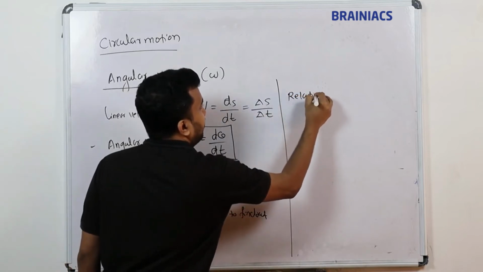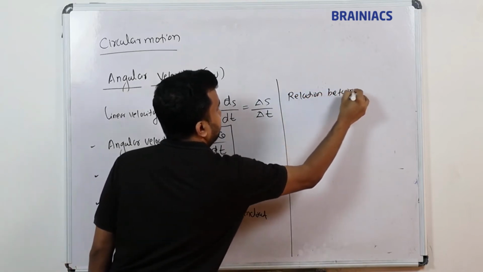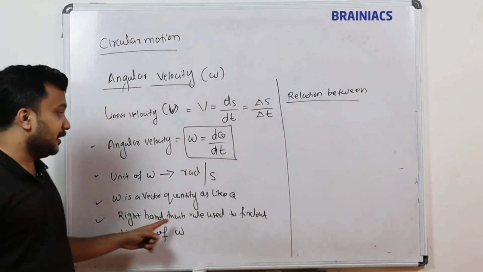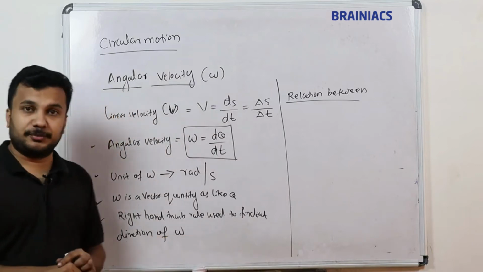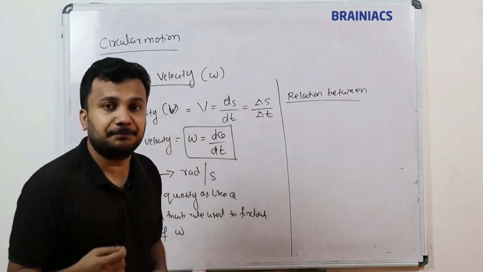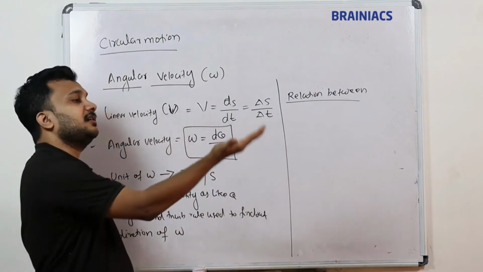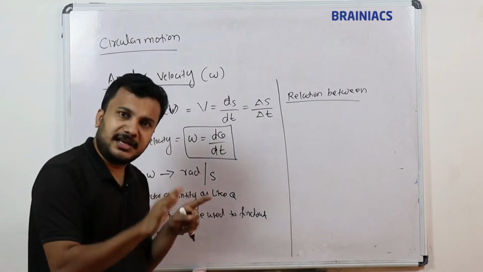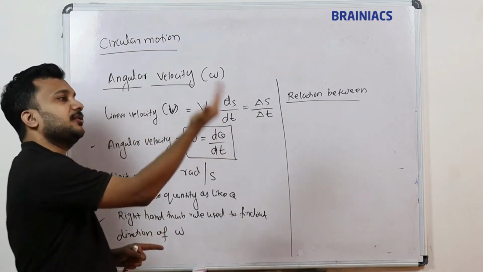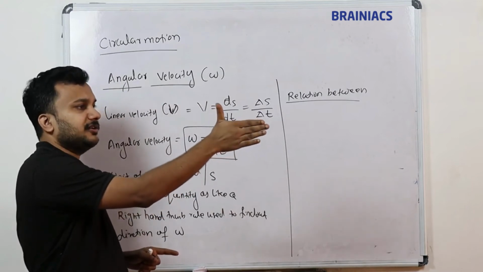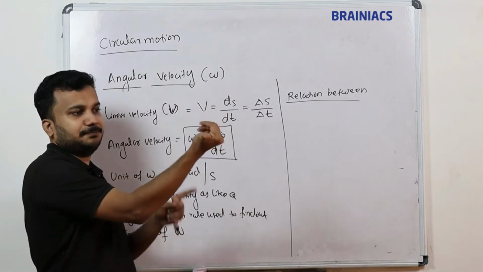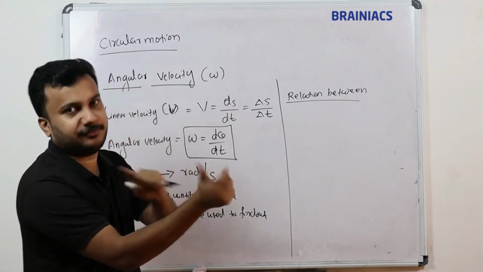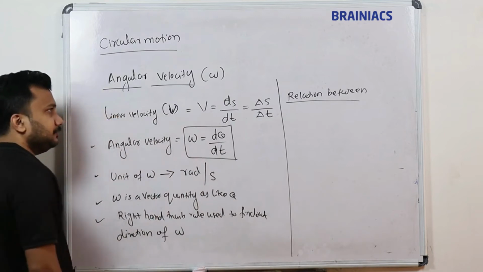Here I want to clarify one more point. The right hand thumb rule is used to find the direction of omega. How do you find the direction of theta? Your four fingers rotate in the direction of motion and your thumb points in the direction of theta. The same way applies here also. If your body rotates like this, then your fingers rotate like this, and the thumb gives the direction of theta. That is the same as the thumb giving the direction of omega. Both are the same, do not be confused.